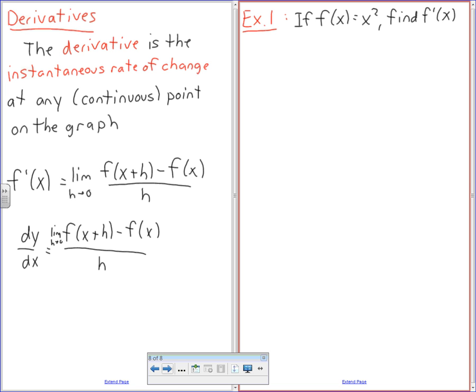Okay, so if f of x is equal to x squared, I want you to find f prime of x. We'll do this as a class first. Then I'll give you another one to try yourselves, and Michael can take the solution. Okay. Please tell me you're not texting Mikhail telling him how easy this is.